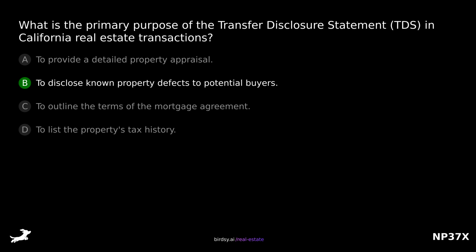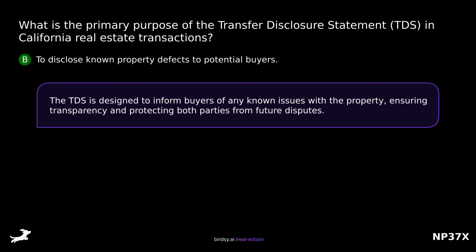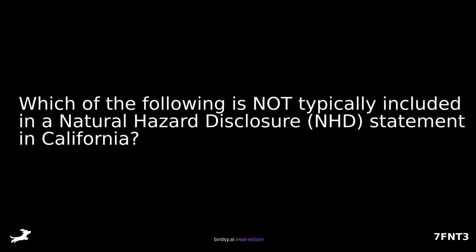The answer is B, to disclose known property defects to potential buyers. The TDS is designed to inform buyers of any known issues with the property, ensuring transparency and protecting both parties from future disputes. Which of the following is not typically included in a natural hazard disclosure statement in California?